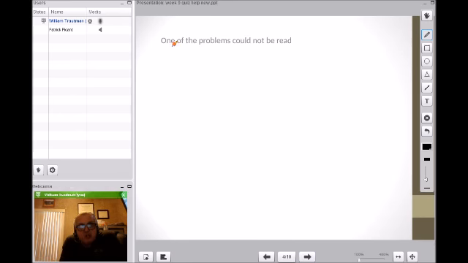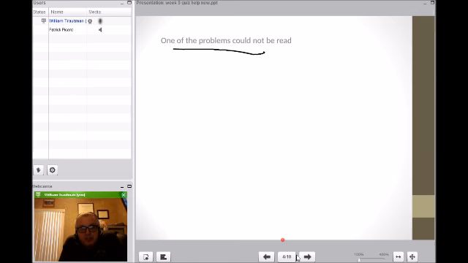And once again, there was one problem I could not read. I'm not sure why. I might be able to read it if I go back there now, but for some reason there was one problem I could not read. So even if you guys can read it, I'm giving everybody one credit back. One problem back to everybody.